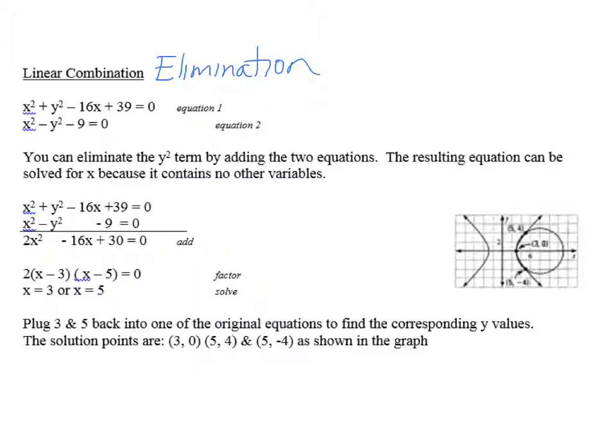All right, so here we have 2 equations. This top one, you can tell that the x squared and the y squared both have the same coefficient, so that's a circle. The second equation has a negative y squared, so that's going to have to be a hyperbola.